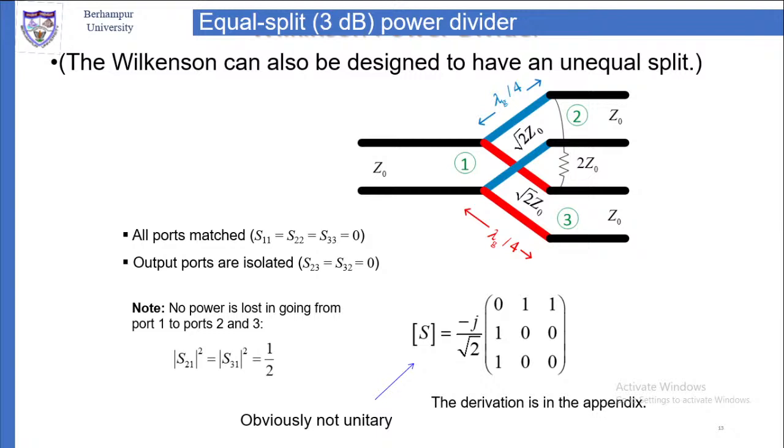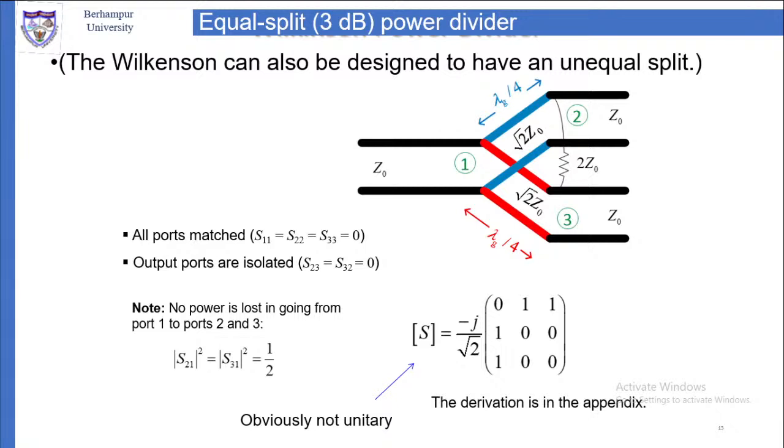This type of power divider that we are going to consider is called a Wilkinson power divider. The Wilkinson power divider can also be designed to have unequal splits. We are considering the equal split here. In your book there is the equal split power divider, so we are considering the equal split power divider. Now you can see that there is a slight change here.